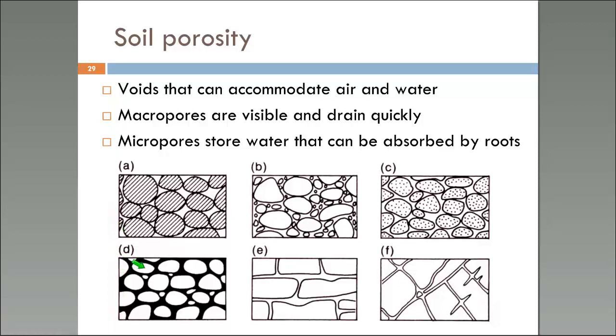D is kind of like a vesicular soil where we have the soil matrix in black, and then we have these little holes in it that are not connected to anything. So it's very difficult for water to enter these pores and exit. So not good for plant production.